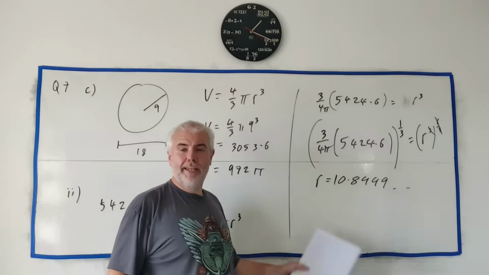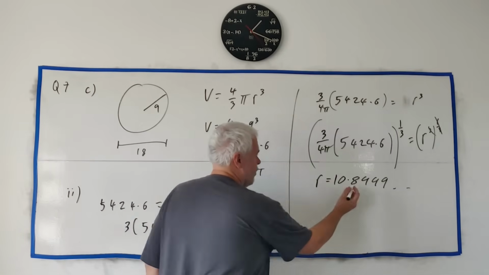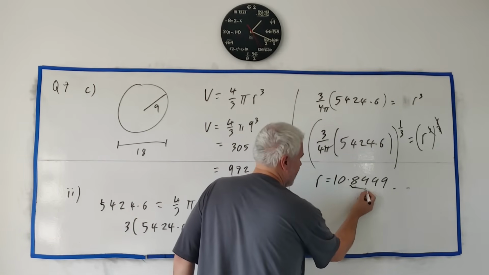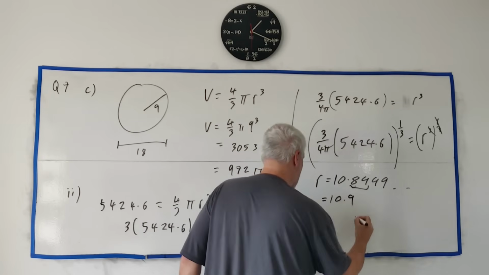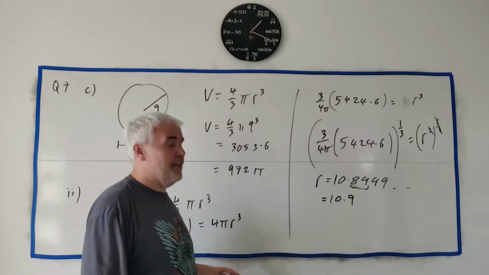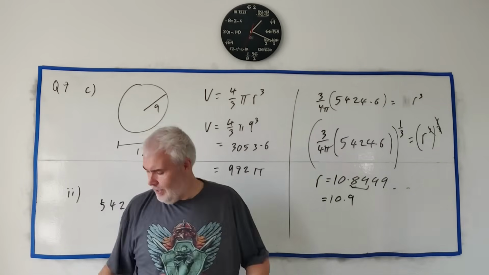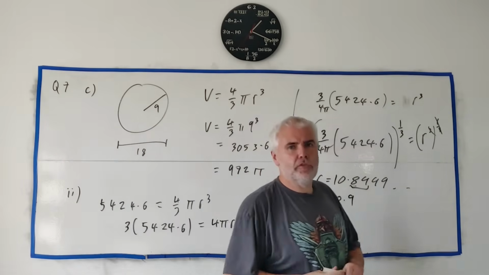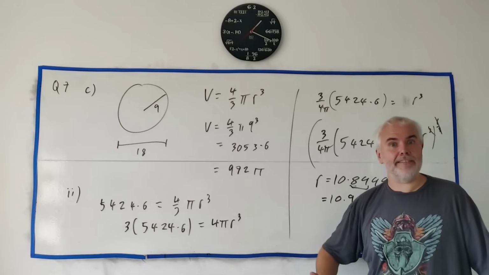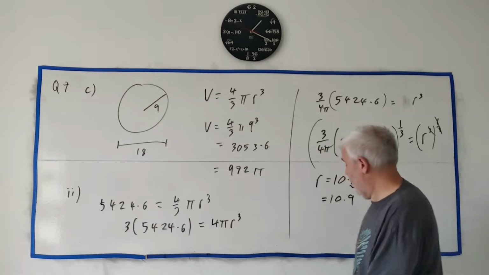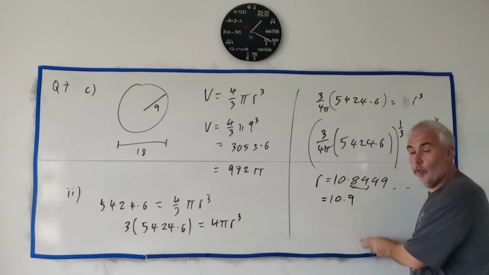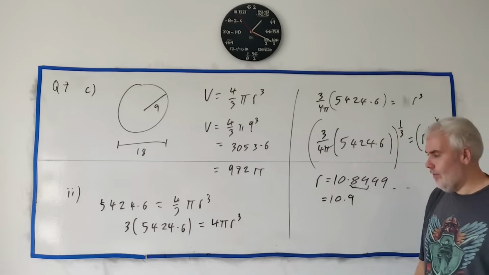They wanted 1 decimal place. So we're looking at this 8. Look at the next number. It's closer to 90 than 80. So we'll go up, 10.9. And that's your answer there. One thing I'll say about this is it's often very useful to check if your answer makes sense. A child's football had a radius of 9. The adult's football has a radius of 10.9. Slightly bigger. That makes sense.